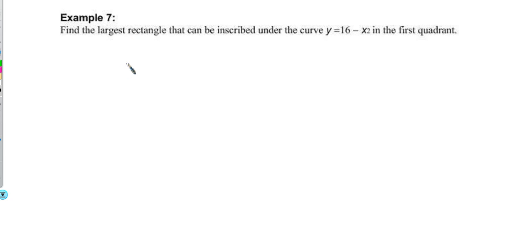and our setup. We want to find the largest rectangle that can be inscribed under the curve 16 minus x squared, in the first quadrant. Now let's talk about this whole idea of make sure you read carefully the entire problem. This is not a related rate problem. They're not asking me for how fast. They're asking me to find the largest, so I know that this is optimization.